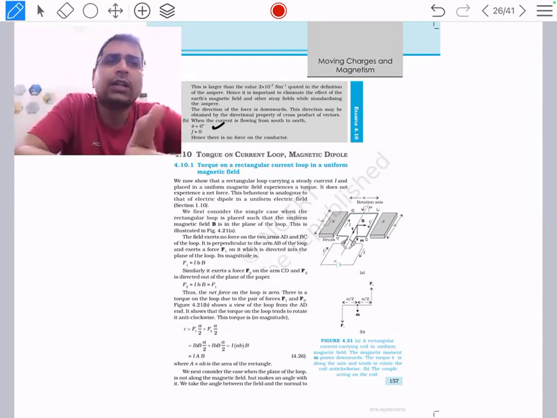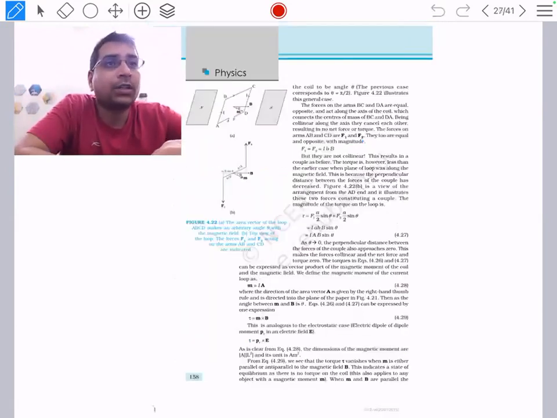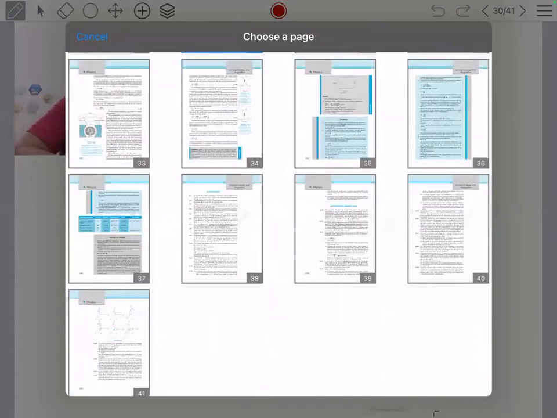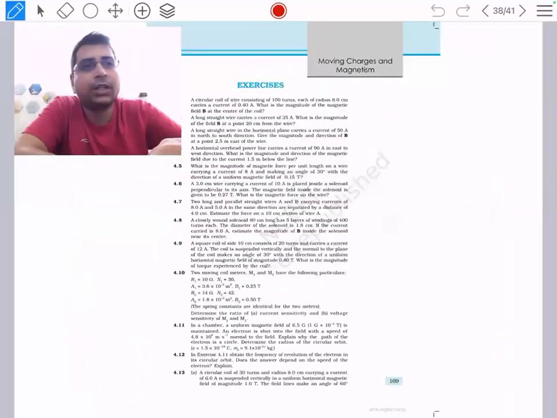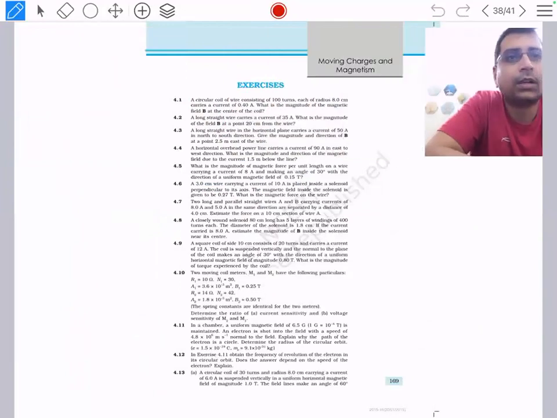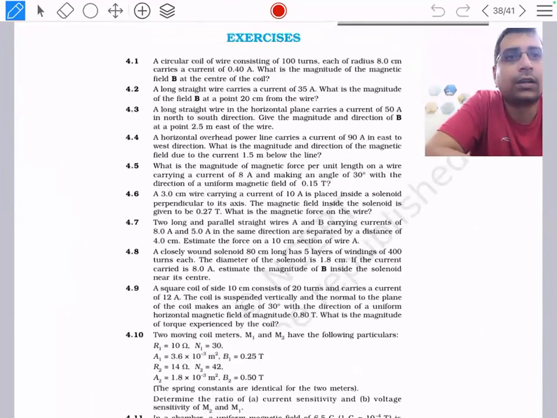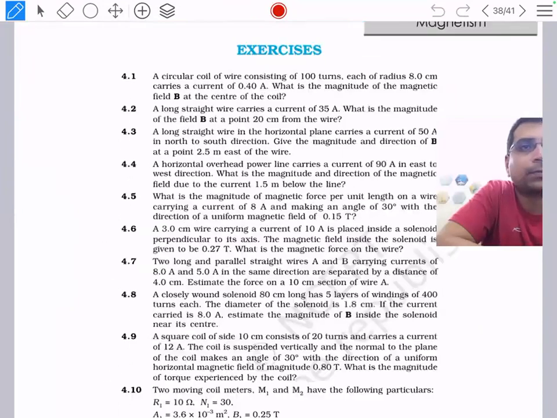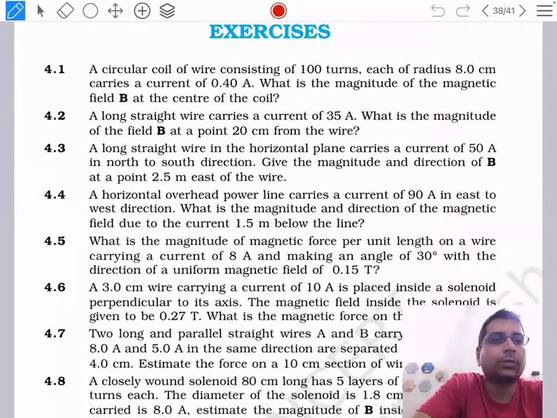Similarly, there are problems which are based on force between parallel current carrying conductors also. So in today's class, what I wanted to do is we will solve some problems from the exercise book back questions. So try to tell the answer for the first one.